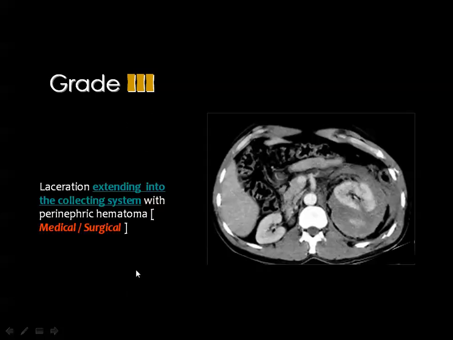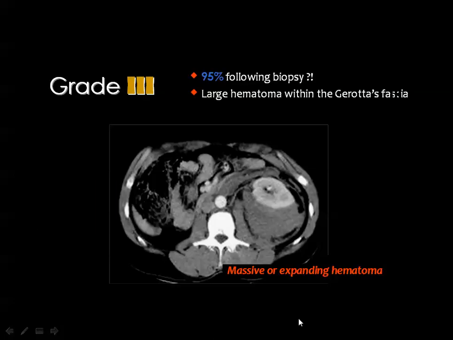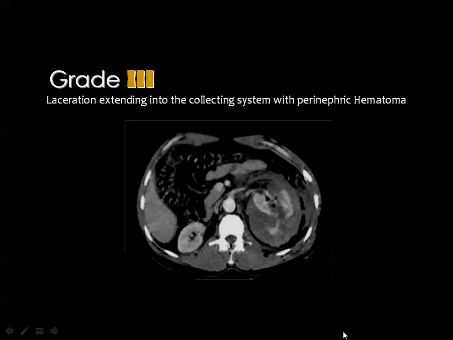And grade 3 is a laceration extending into the collecting system, and a perinephric hematoma which is sizable, as you can see here. And this is also grade 3, where you can see a large hematoma without laceration, and this is the perinephric hematoma enclosed by, or bordered by, the Gerota fascia, and the hematoma is thick, as you can see.